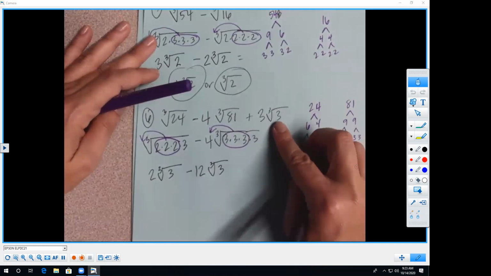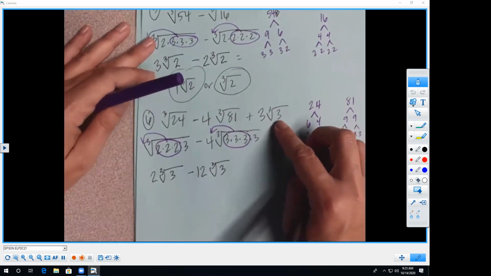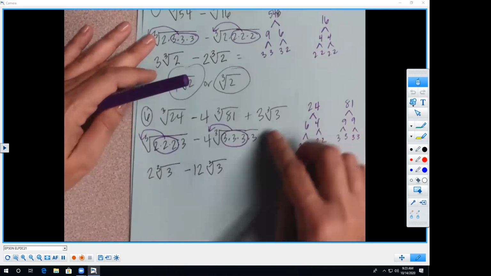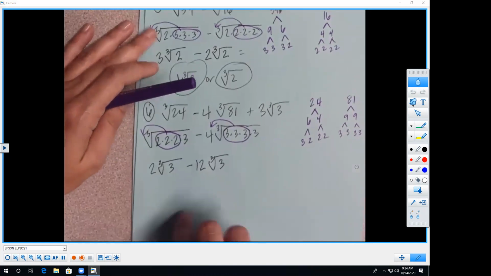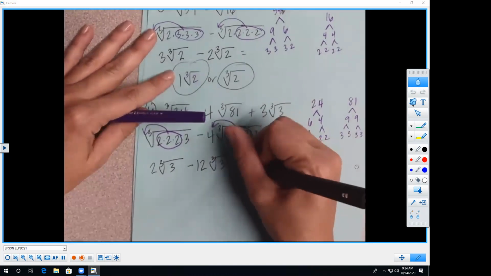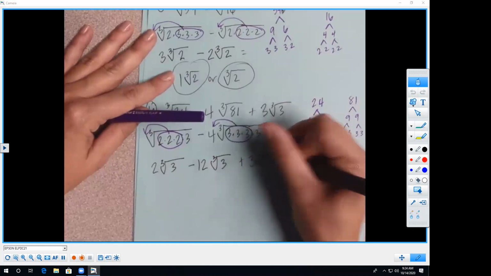And then this last one, 3 times the cube root of 3. Can I break that down at all? No, and it already matches this. So that also tells me I don't need to break it down anymore. Plus 3 times the cube root of 3.